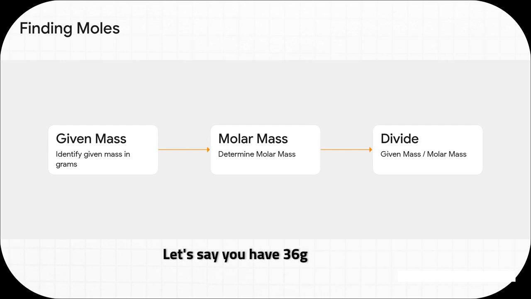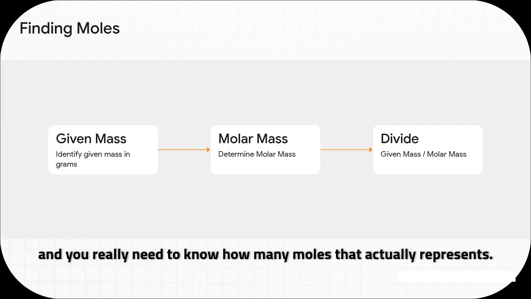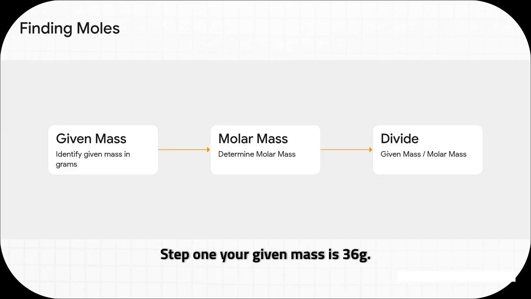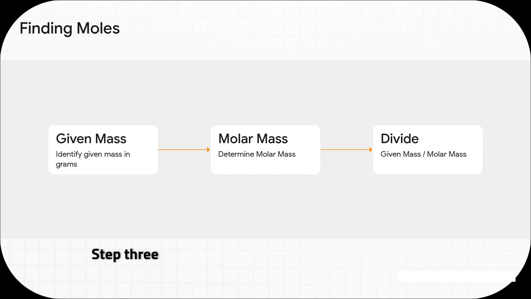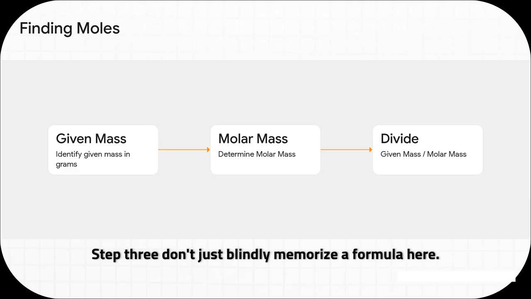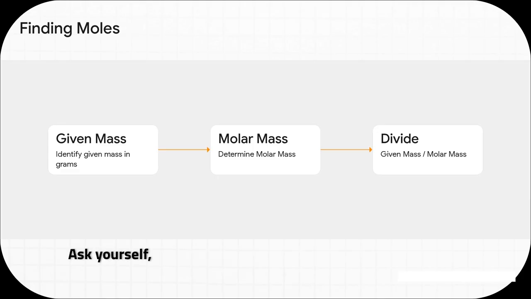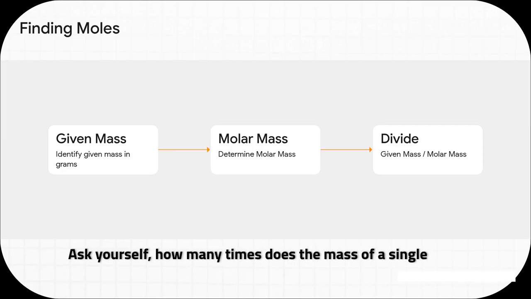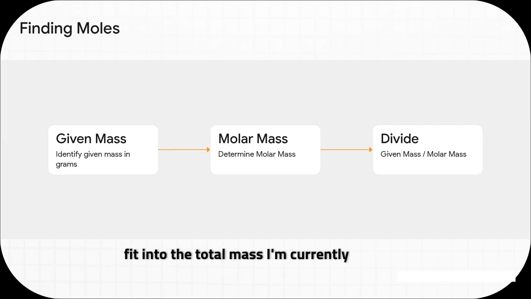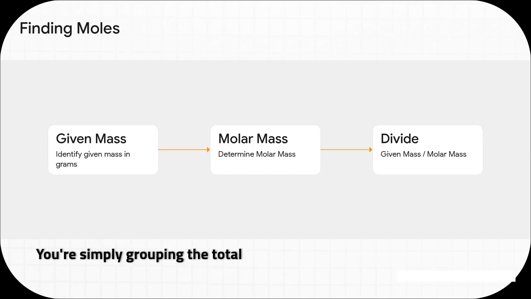Let's say you have 36 grams of water, and you really need to know how many moles that actually represents. Step 1. Your given mass is 36 grams. Step 2, we just calculated water's molar mass, which we know is 18 grams per mole. Step 3, don't just blindly memorize a formula here. Think about it logically. Ask yourself, how many times does the mass of a single mole fit into the total mass I'm currently holding? 36 divided by 18 is 2, so you have exactly 2 moles of water. You're simply grouping the total mass into perfectly mole-sized chunks.